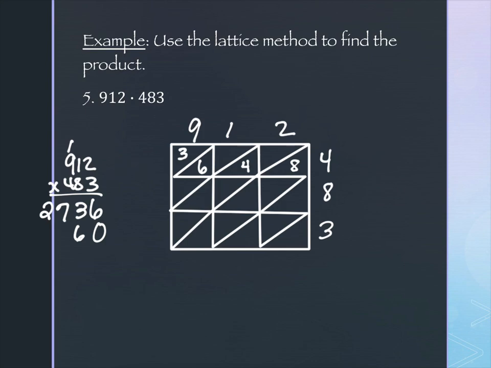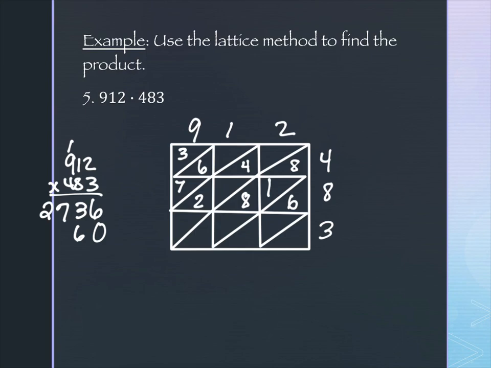Next row, 9 times 8. 72. Some of you are thinking hard on that one, I could tell. 7 in the top corner, 2 in the bottom corner. It's okay. 1 times 8. 8. Here we go. And 2 times 8. 16, just like that. Okay, are we getting it? Making sense. This step's okay?